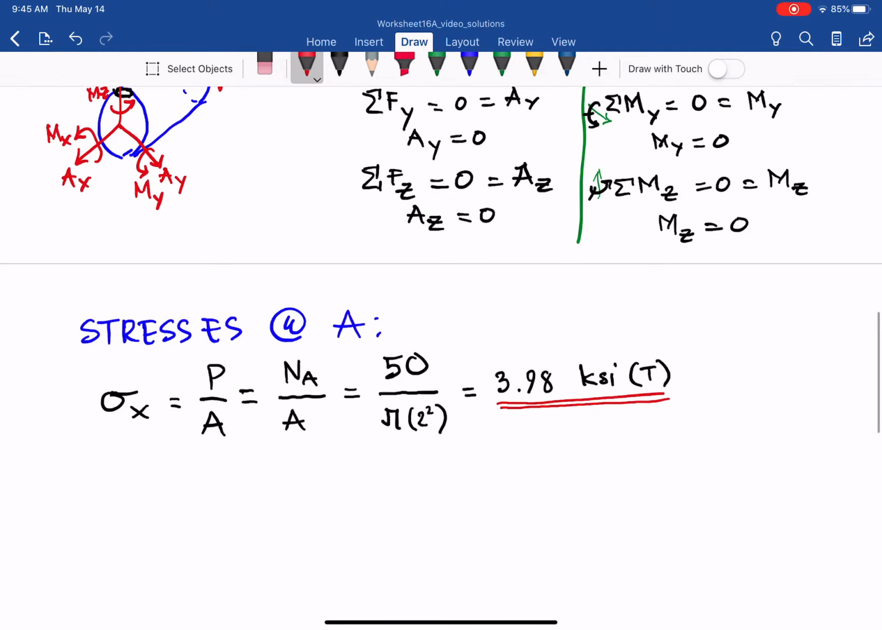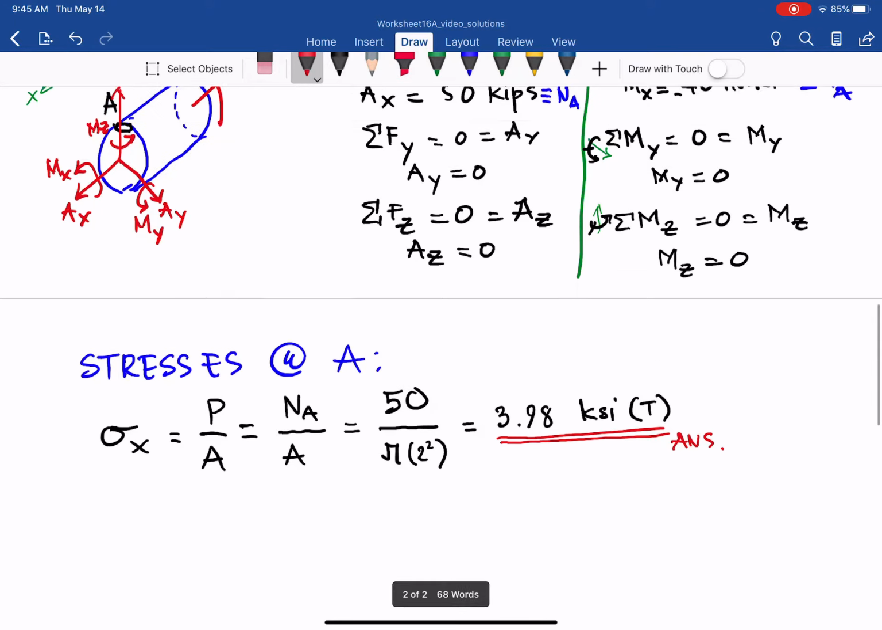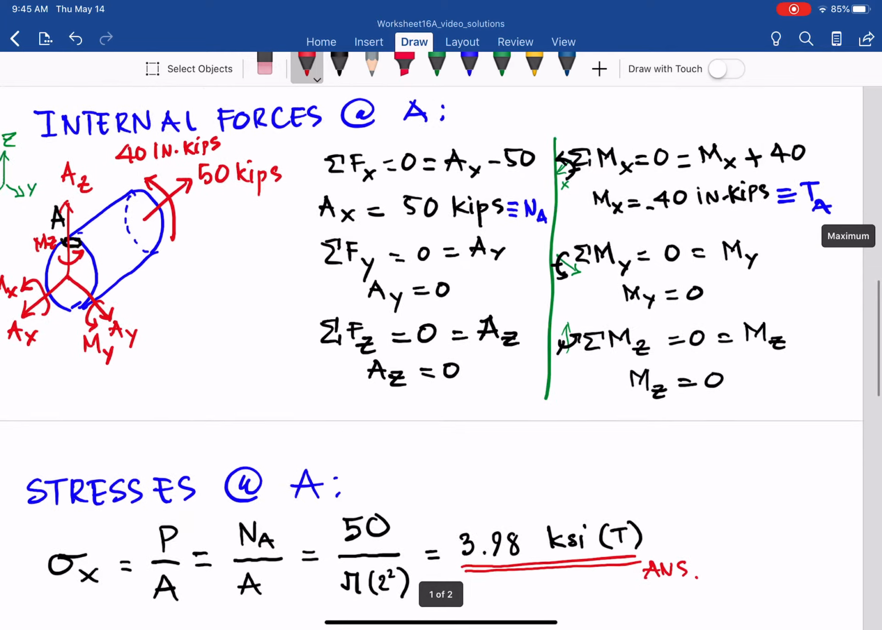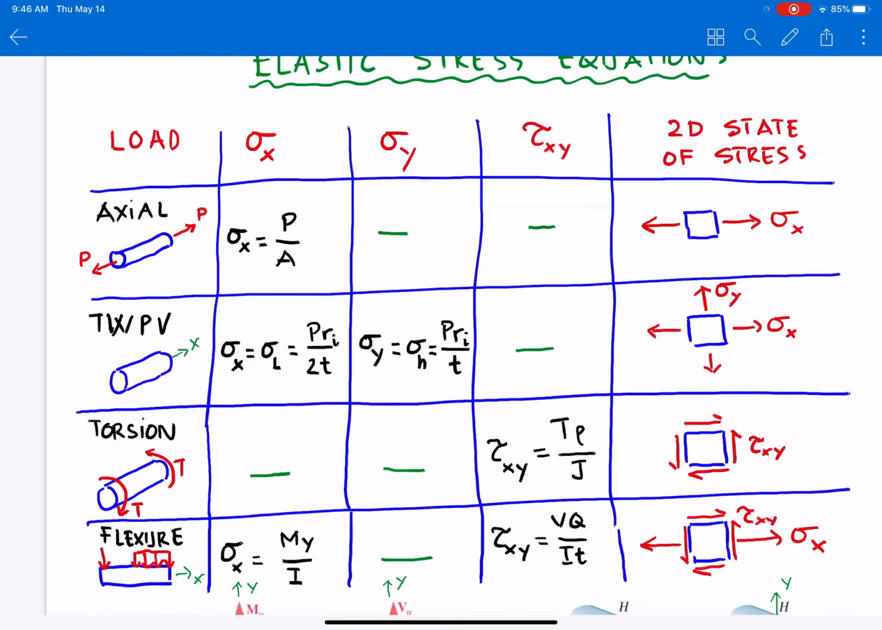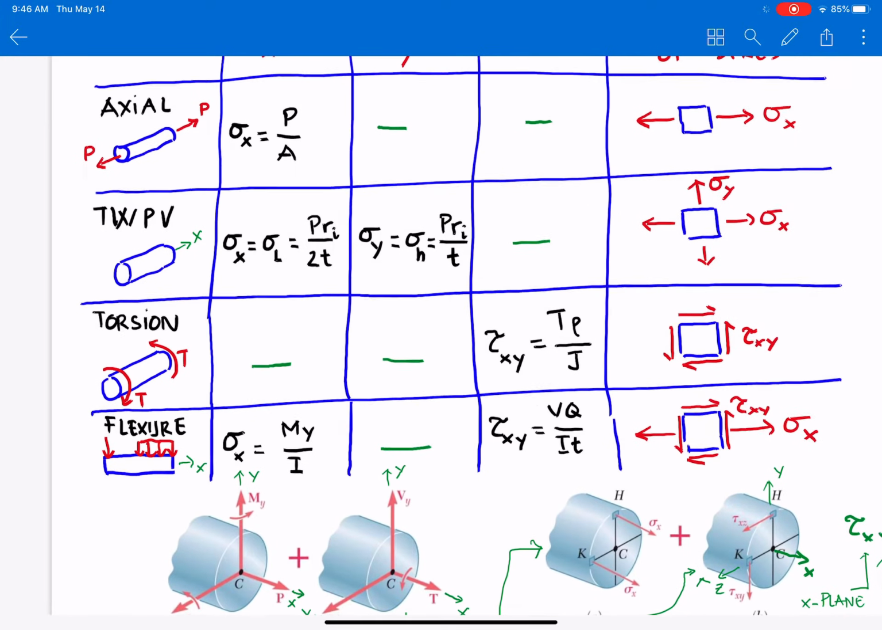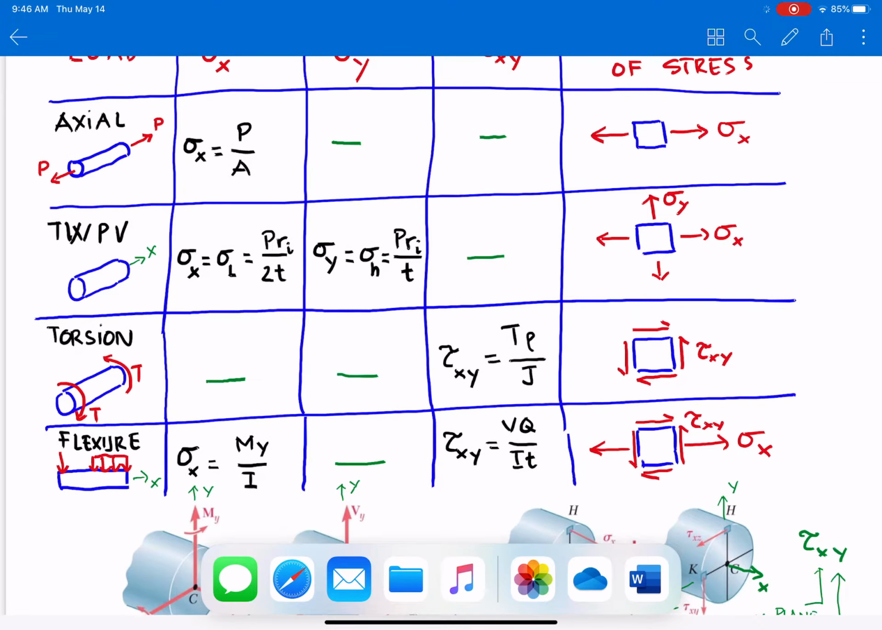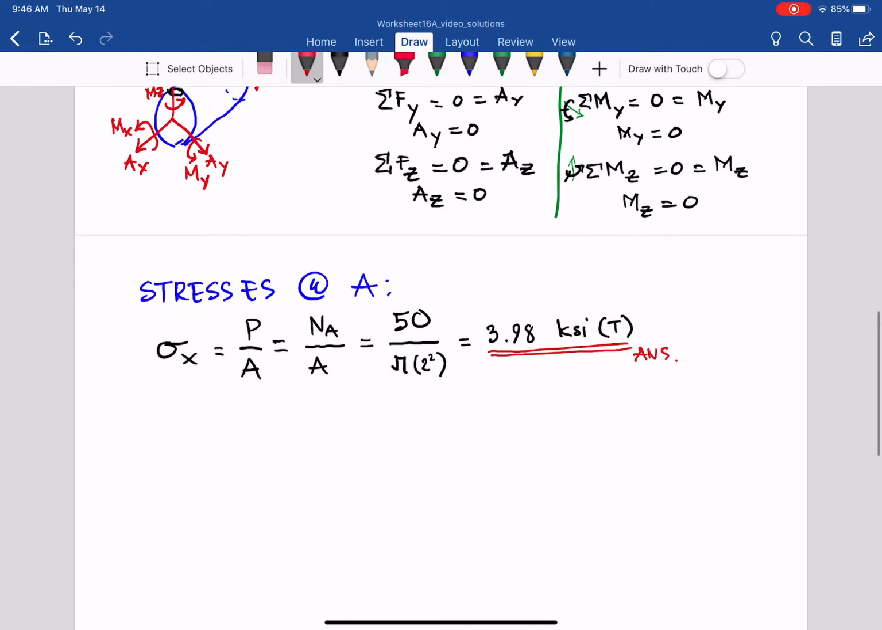And then the next is the stress due to the torsion T_A. As you already know, the torsion will create the shear stress, tau equals T rho over J. So let's go back to here. Tau xy equals T rho over J.